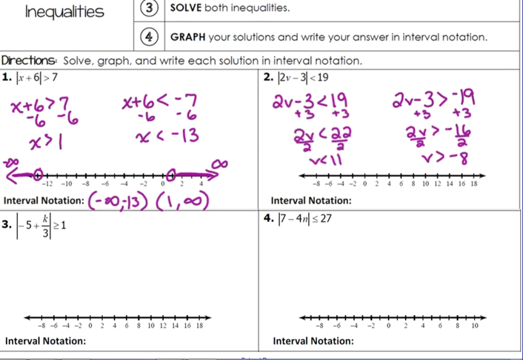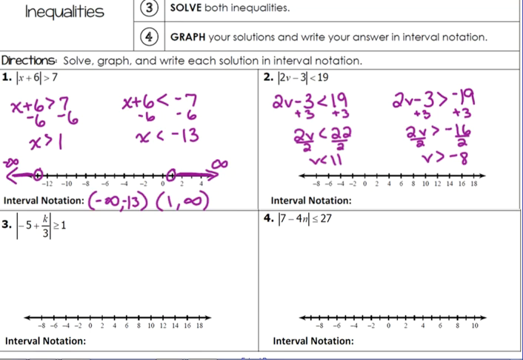Now, somebody may be thinking, I had a negative number and I divided. Okay, I wasn't dividing by a negative. I divided a negative number by a positive number. Okay, it's only when you divide by a negative. If the 2 were negative is when you switch that inequality.